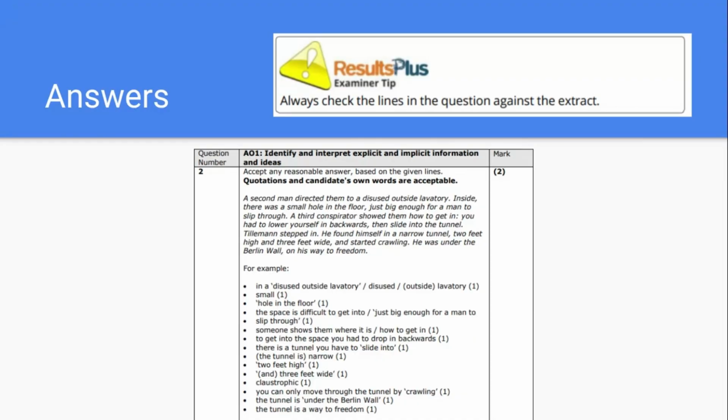Now, these are the answers. Check the examiner tip. Always use the lines in the question. Some people use other lines and it means that their answer cannot be marked.